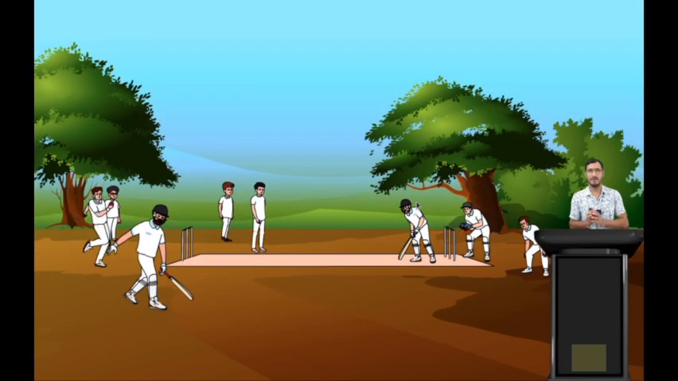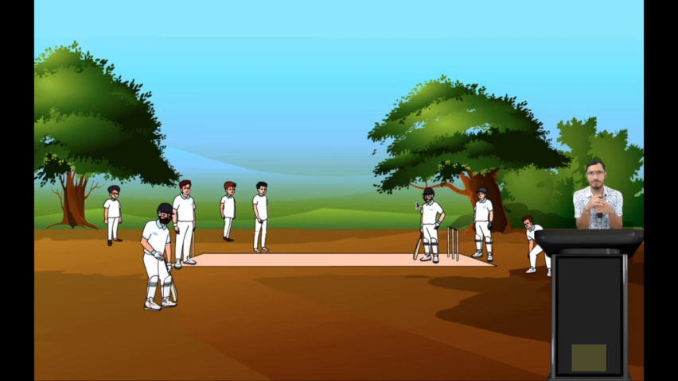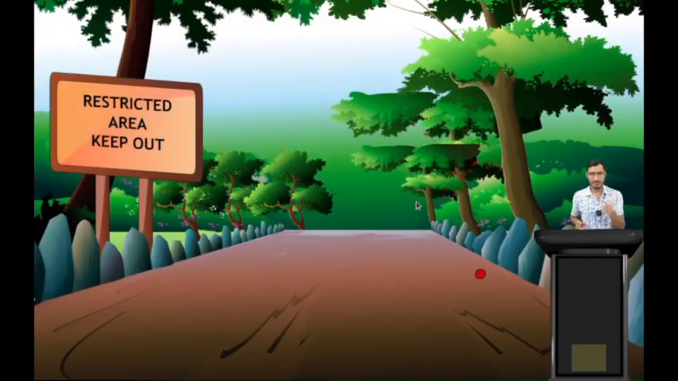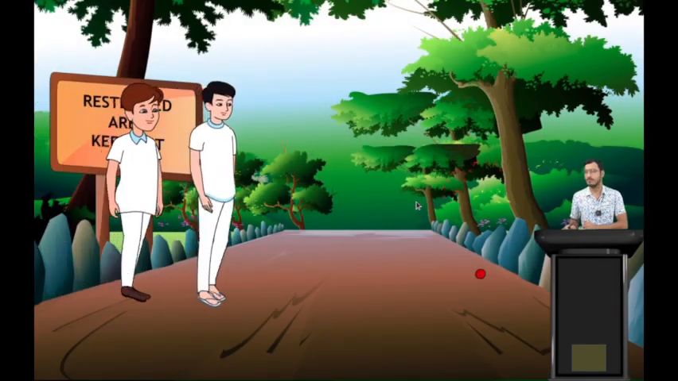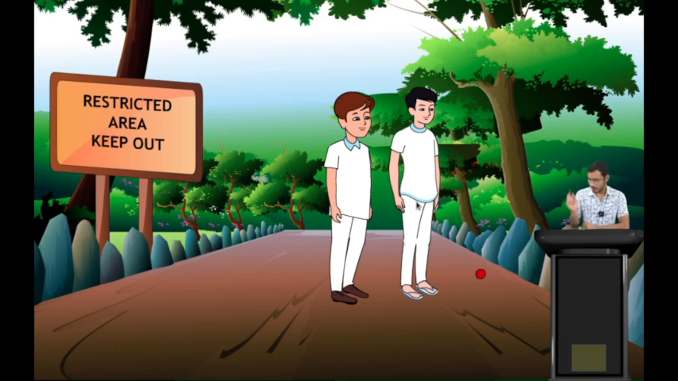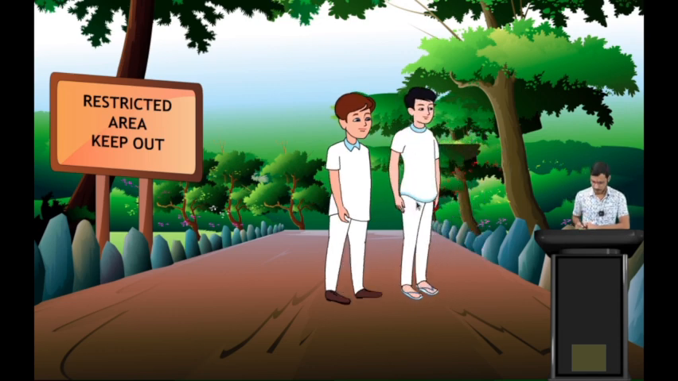So here we have one situation. You can see some students are playing cricket. The batsman hit the ball, and you can see the ball went into a restricted area, keep out. So the ball is in the restricted area.